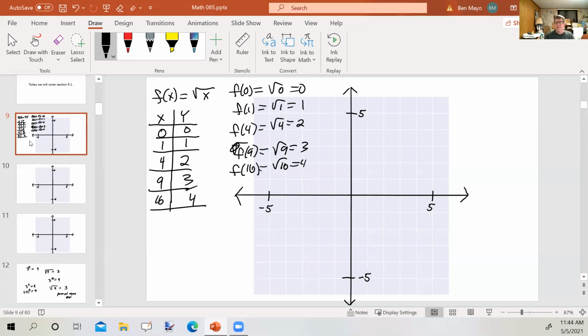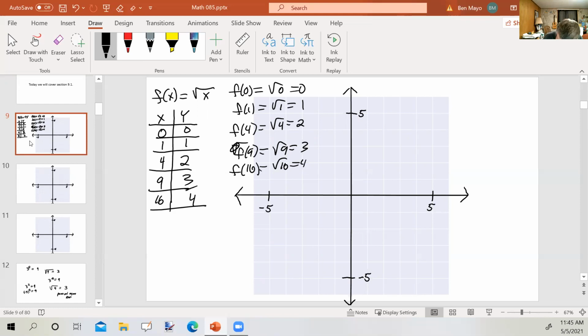Notice that all the y values are nice integers. Why is that? Well, all of the x values are perfect squares. They have two identical factors. 0 is 0 times 0. 1 is 1 times 1. 4 is 2 times 2. 9 is 3 times 3. 16 is 4 times 4. If you take the square root of a perfect square, you get a nice answer. So the authors deliberately picked perfect square values of x to get nice values of y.